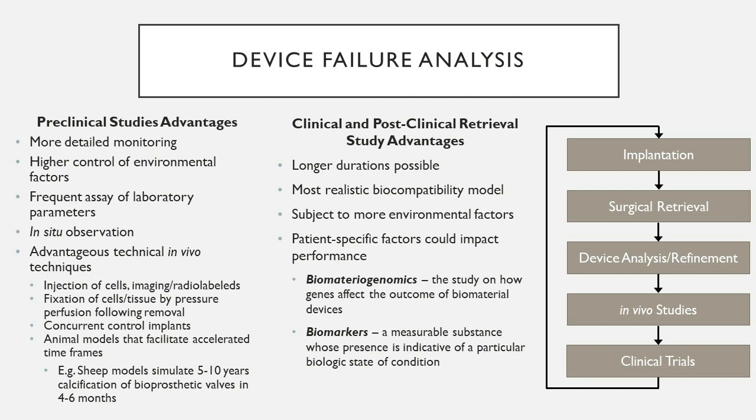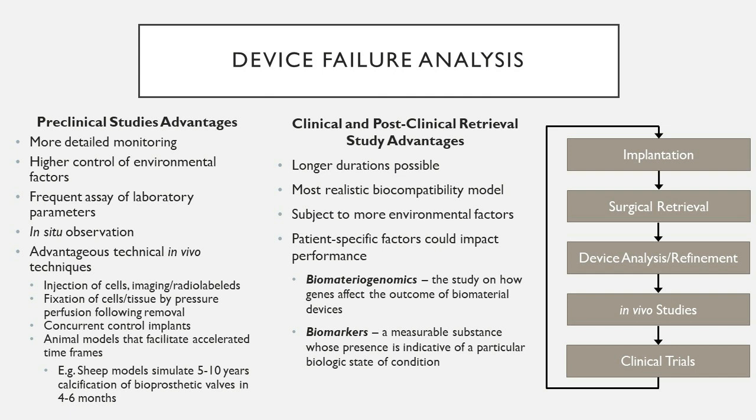You can also allow for concurrent control implants. This is something you simply can't do on the clinical level, put in benign implants for people, like through a blind or double-blind study. You just can't do it. There's also certain animal models that allow advantages on the time scale in comparison to humans. So for instance, sheep models are often used to simulate a 5 to 10 year calcification process, just due to their natural anatomy and physiology, of bioprosthetic heart valves, which is usually just measured on the order of 4 to 6 months within the animal itself.